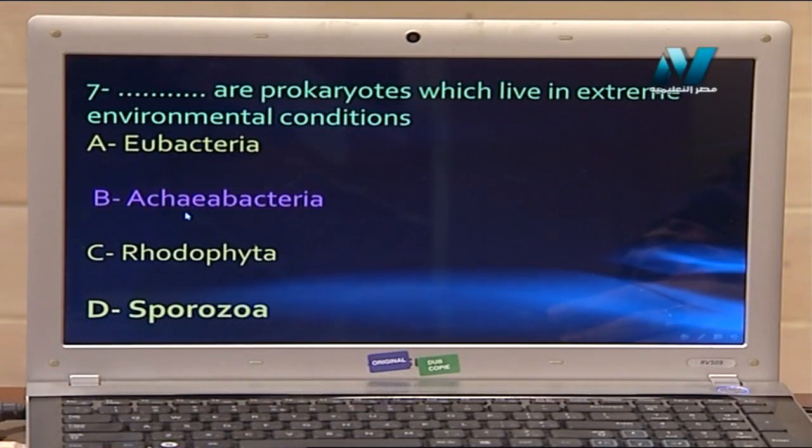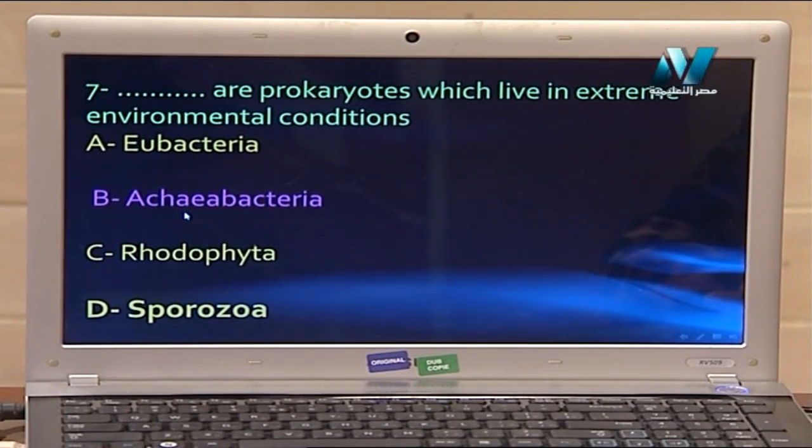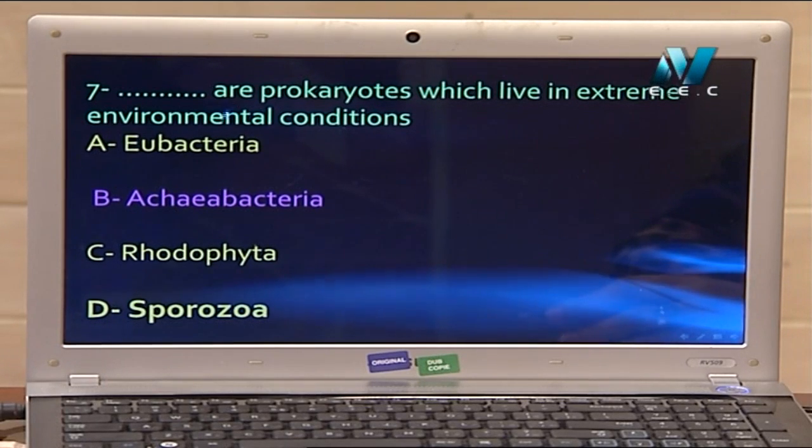What's meant by extreme environmental condition? Abnormal conditions, like what? Living in a salt environment, maybe living in a low oxygen environment, a very hot environment. We find this type of bacteria living in the extreme environmental condition. Of course the answer here will be archaeobacteria. We call it archaeobacteria. But eubacteria are found everywhere, inside or outside the living organism.